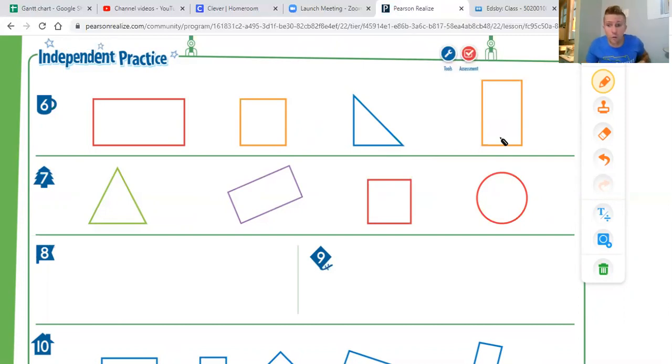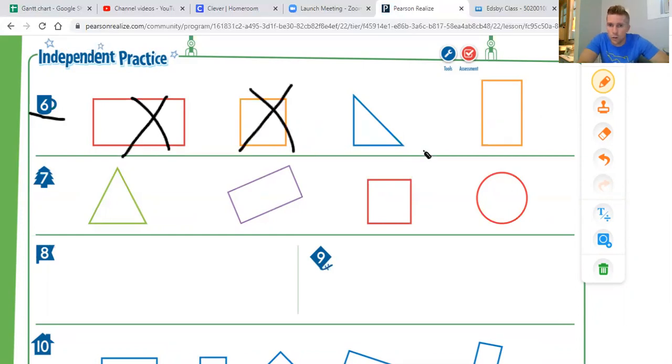I have 3 vertices. What shape am I? Remember, we're on number 6. I have 3 vertices, and my sides are not all the same length. So, if it only has 3 sides, this can't be it.